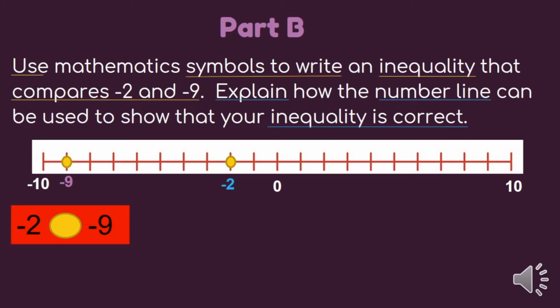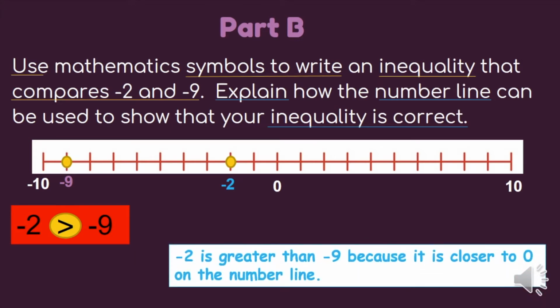Which number do you think is greater? Excellent. -2 is greater than -9, so we will use the greater than symbol. Now the next part of this problem is to explain how the number line shows that the inequality is correct. Well, we know that the number that's closest to 0 is going to be the larger number, and -2 is closer to 0. Therefore, it is the larger number.